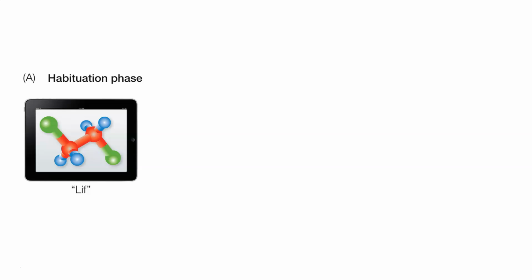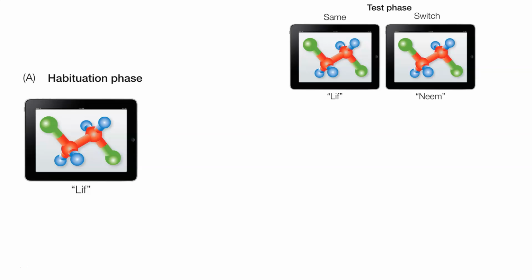Later on in the experiment, there's a second phase called the test phase. And for some infants, they hear the same thing during the test phase. They hear, once more, the word lif, lif, repeated, while the same object is shown. But for half the infants, they undergo what's called a switch, where the same object is presented again, but instead of being called a lif, this time it's called neem, neem, neem.